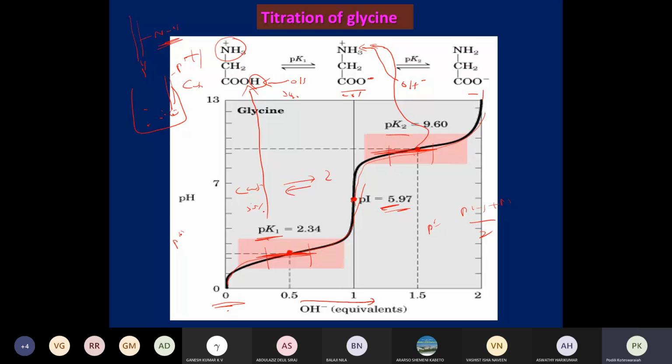So here, both the protonated form and the unprotonated form are present in equimolar amounts. Therefore, this component becomes 0, so the pH is equal to the pK. So the pH at this point is nothing but the pKa. In the same way here.